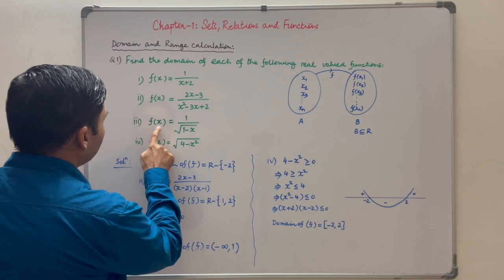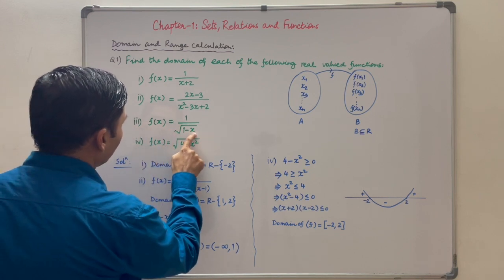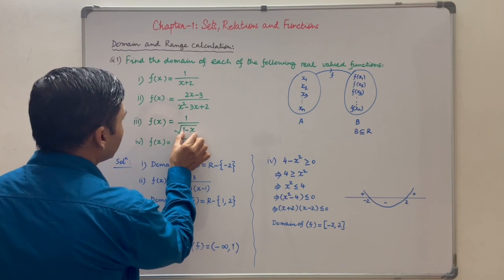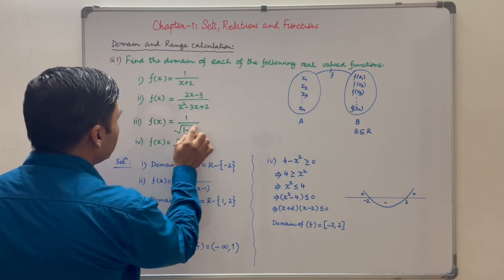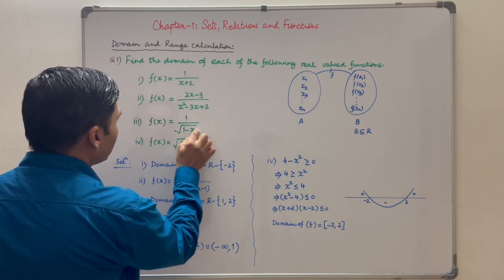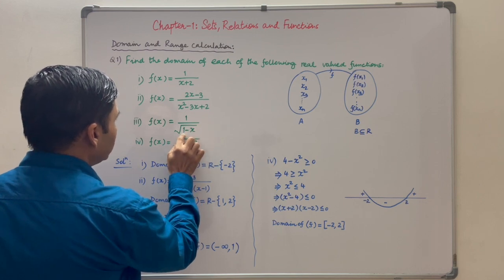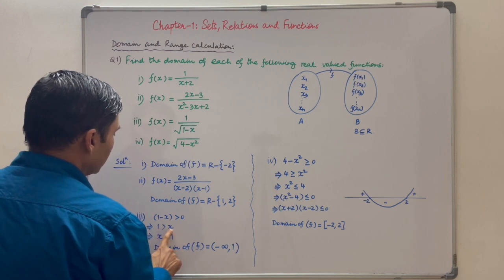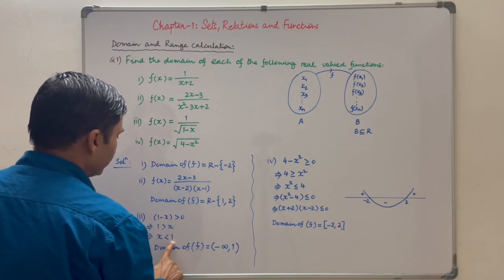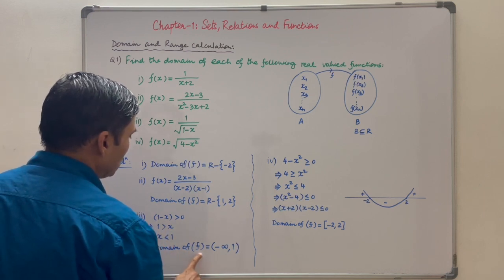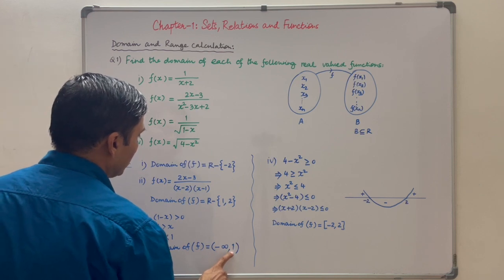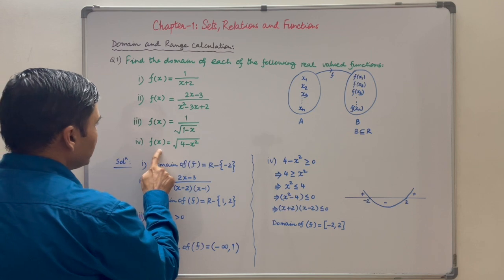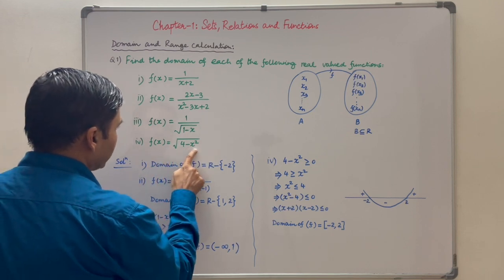Third part, f(x) equal to 1 upon under root of (1 minus x). So 1 minus x must be greater than or equal to 0. But it being in the denominator cannot be equal to 0. So the condition for 1 minus x will be greater than 0. So 1 is greater than x or x is less than 1. So domain of f is equal to (minus infinity, 1). 1 is not included.